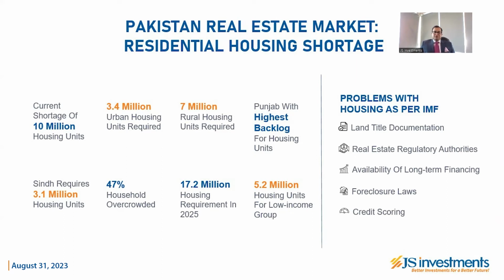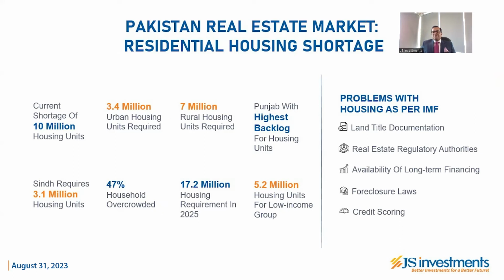Let's start with residential. Currently, there is quite a huge housing shortage. As per the 2017 census and the recent World Bank report, we have a 10.4 million shortage of housing units, out of which 3.4 million units are required in urban areas, while 7 million are within rural. By 2025, we'll require about 17.2 million housing units to accommodate the ever-growing population. Currently, 47% of total households live in overcrowded conditions where inadequate infrastructure facilities are available.